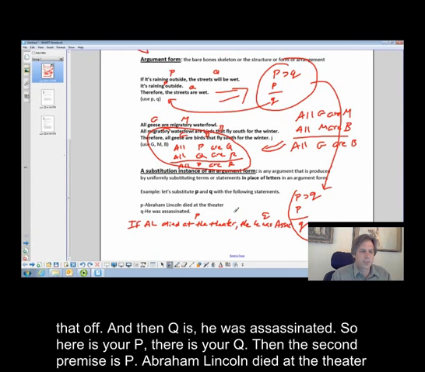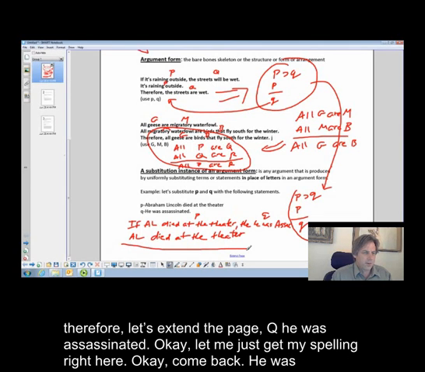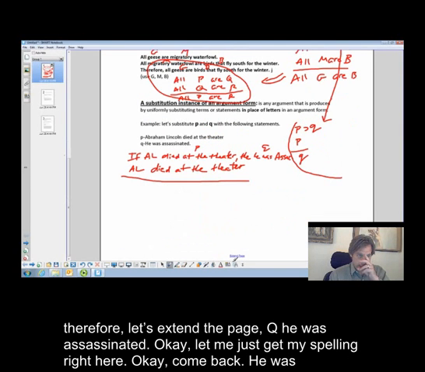Then the second premise is P: Abraham Lincoln died at the theater. Therefore, let's extend the page. Q, he was assassinated.